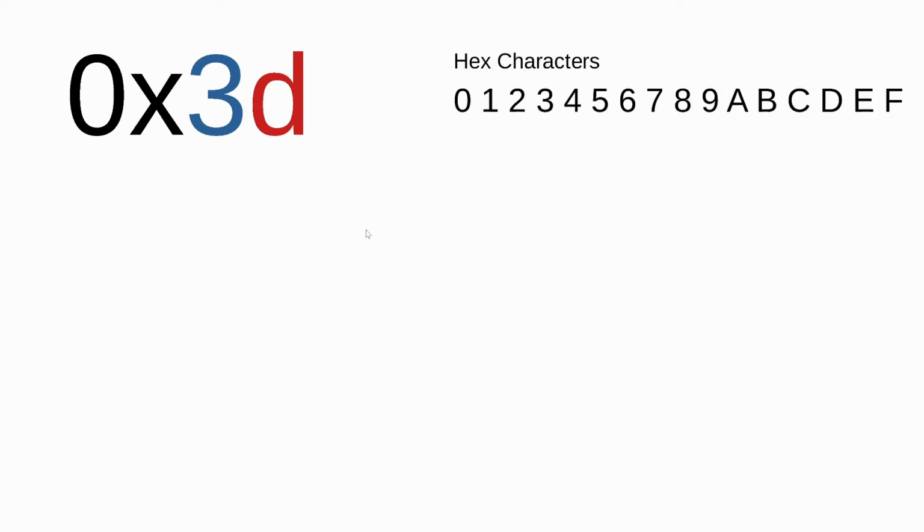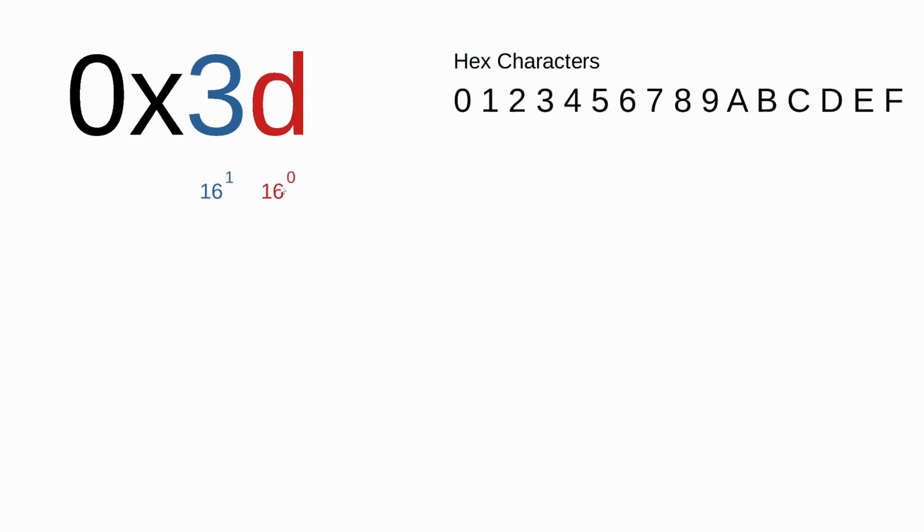We have 0x3D. Hexadecimal is 16 characters. So we have the standard 0, 1, 2, 3, 4, 5, 6, 7, 8, and then we have additional things. We don't have numbers for these, but for the 10th character, we call it A. The 11th character is B, C, D, E, until we get to 15.